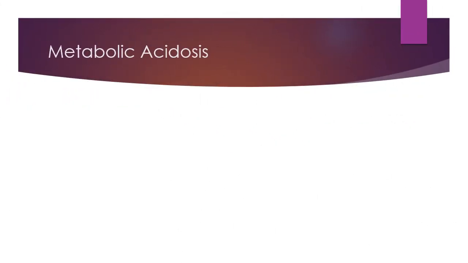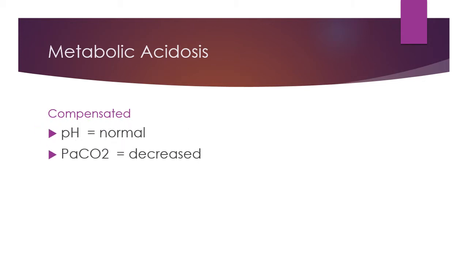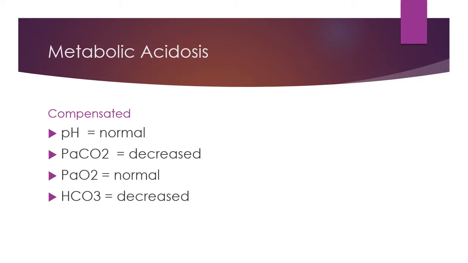So then you wonder, during metabolic acidosis, how can you tell if it's compensated or uncompensated? Well, let's discuss interpreting ABGs for metabolic acidosis and determining the compensation. The key indicators for compensated metabolic acidosis are the pH will be normal, the partial pressure carbon dioxide will be decreased, the partial pressure oxygen level will be normal, and the bicarbonate will be decreased.